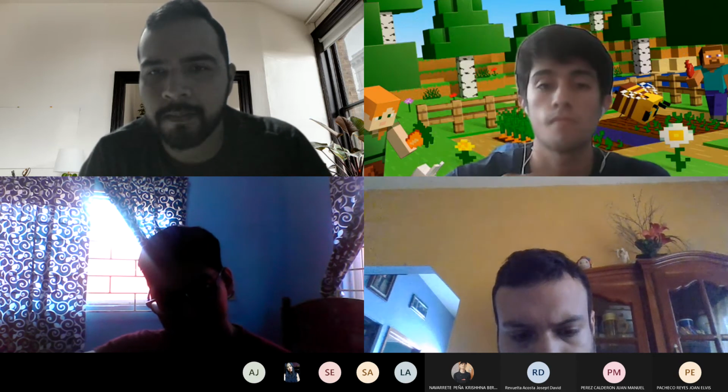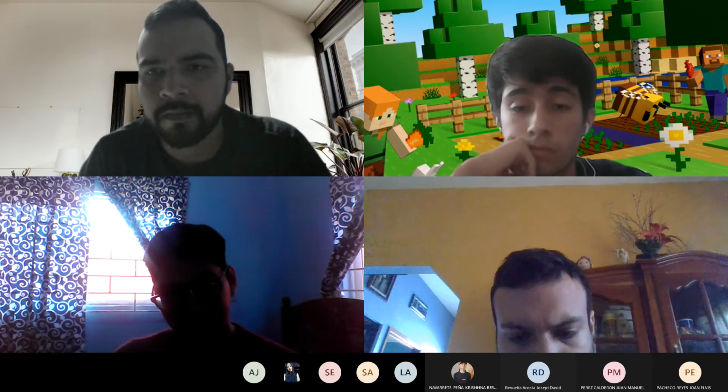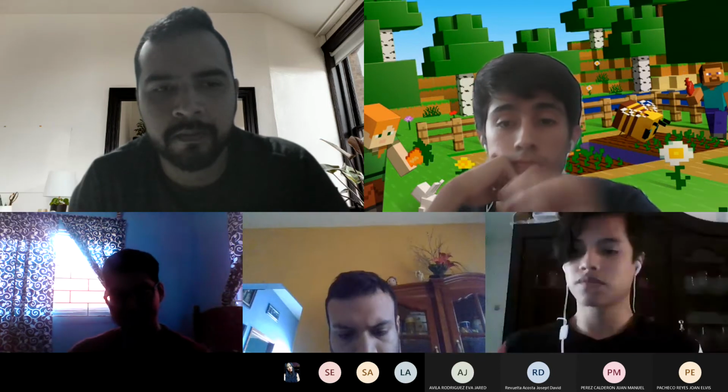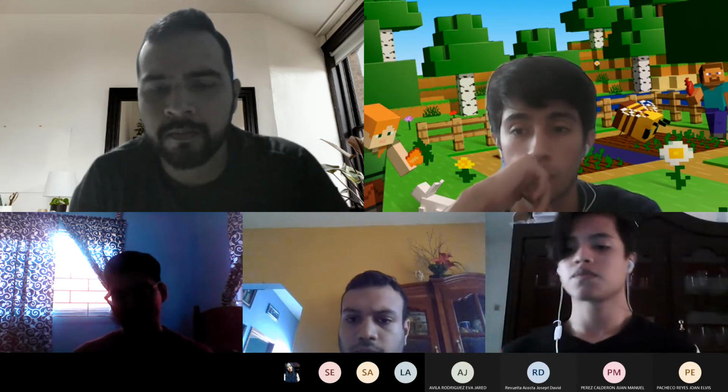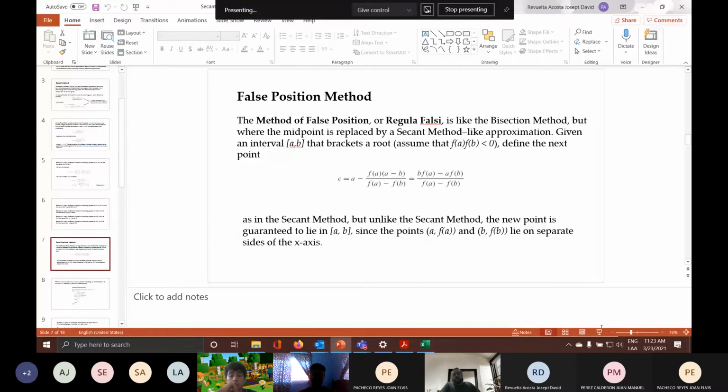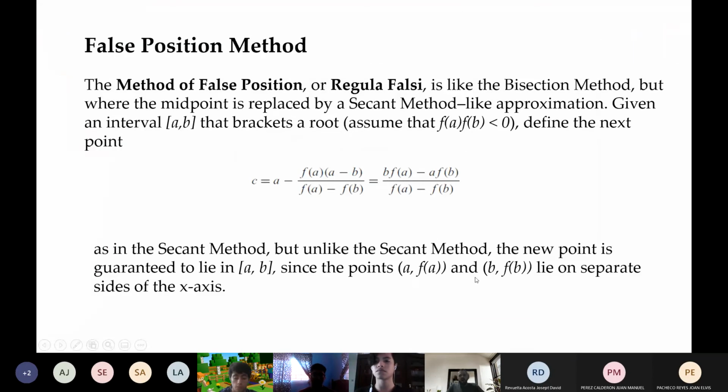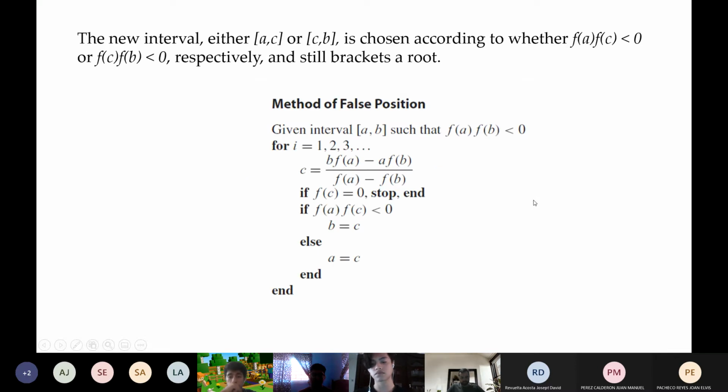So let's continue with the class. Let's go to the presentation. Let's go to the screen, number one, and then the presentation. So now we know why this is actually, now FA and FB are lying on separate sides of the x-axis, okay? So the new interval, either AC or CB, is chosen according to whether FA times FC is less than zero, or FC times FB is less than zero.